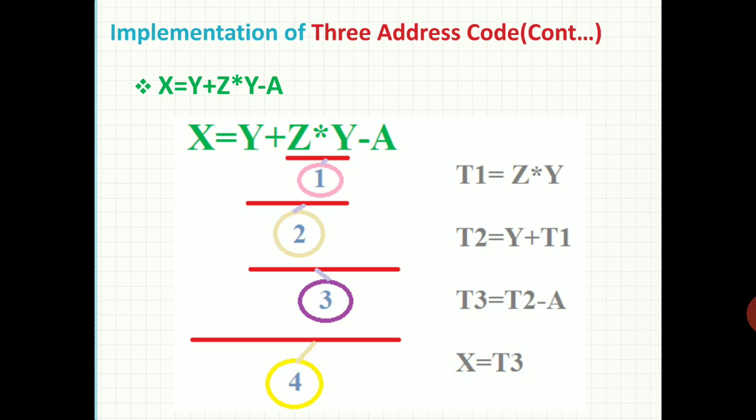Consider an expression, that is x equal to y plus z star y minus a. This example contains more than three references, so it is not in three address code. We will first convert this expression into three address code, then represent this three address code in all three representations.